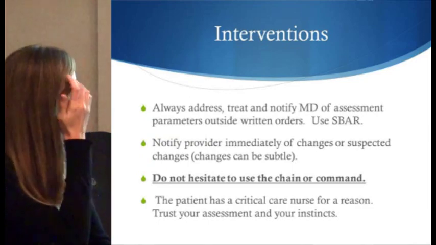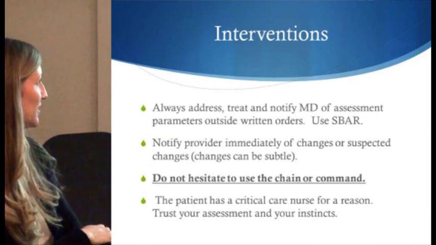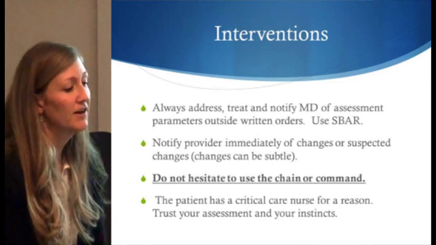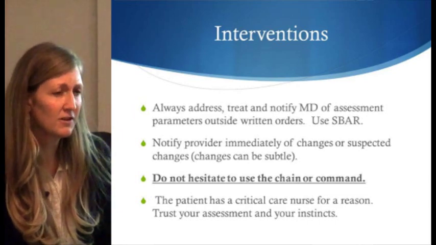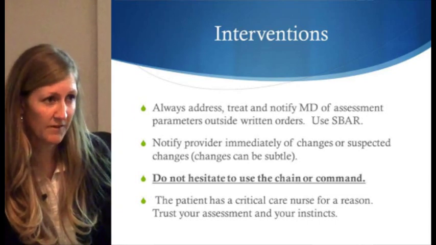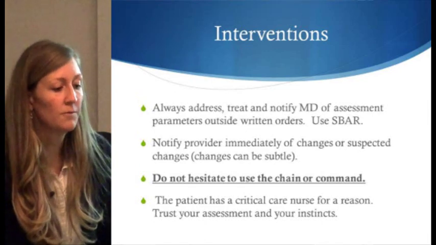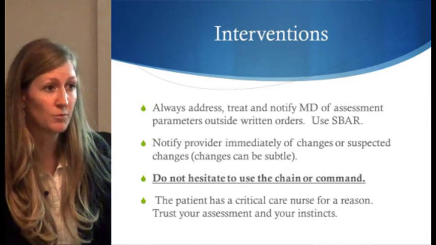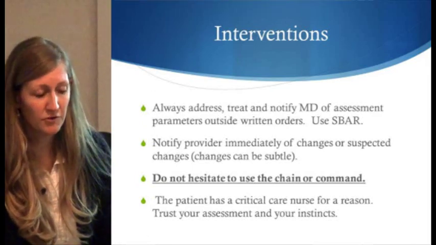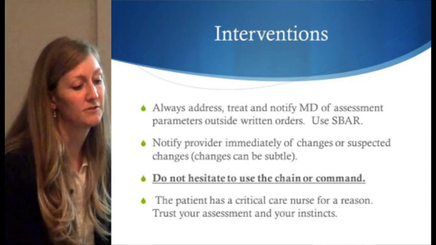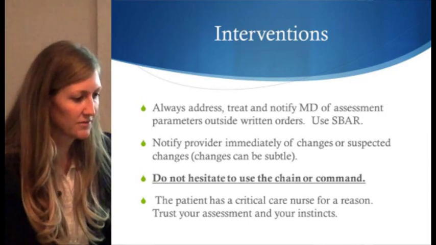Okay, so when we are trying to make interventions with this patient, what do we need to do? We need to always address the issue, treat and notify the MD, especially if things are happening outside the parameters that they have written for. So if they said ICP needs to be less than 20, well then we need to be calling the doctor if those parameters are not being met, as well as if the MAP or the cerebral perfusion pressure is not within those set parameters, then we need to be letting the physician know so that we can make changes.